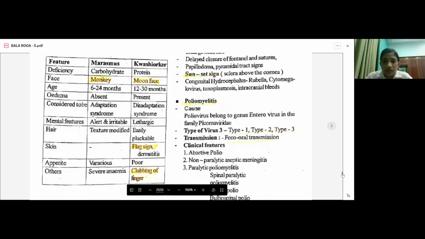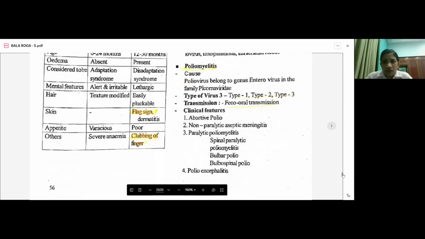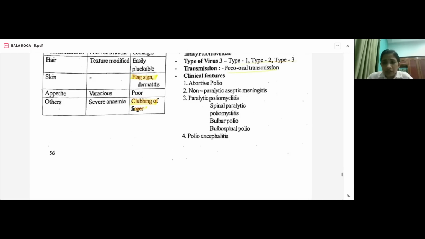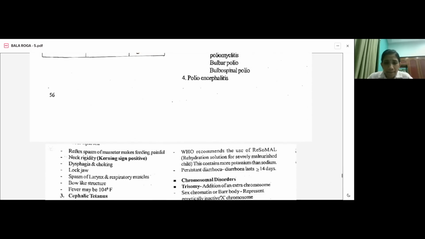And next, that is poliomyelitis. It is mainly of three types, type 1, 2, and 3. The main transmission of poliomyelitis is through fecal-oral transmission. Underline that point. Fecal-oral transmission is the route of transmission for poliomyelitis. Then the clinical features are explained here. You can just read those points.